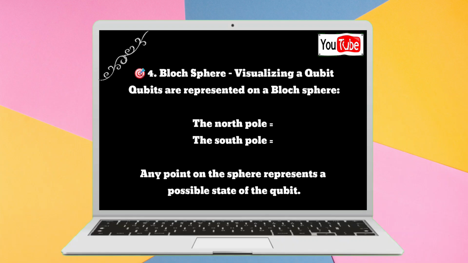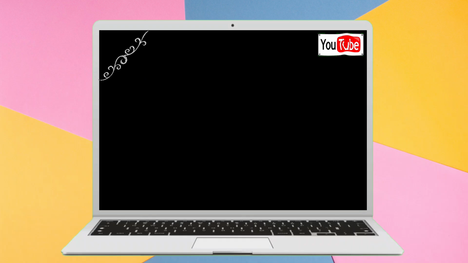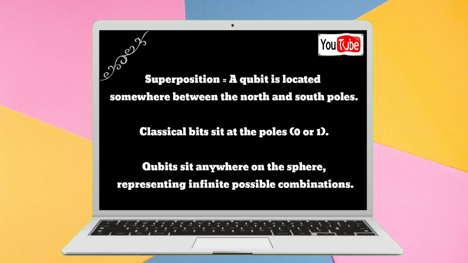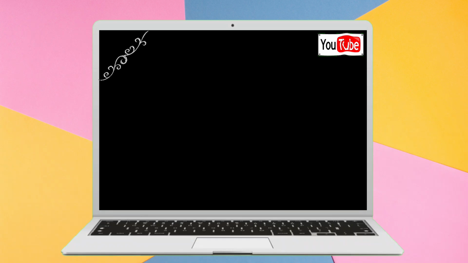4. Bloch sphere: visualizing a qubit. Qubits are represented on a Bloch sphere. The north pole equals |0⟩. The south pole equals |1⟩. Any point on the sphere represents a possible state of the qubit. Superposition means a qubit is located somewhere between the north and south poles. Classical bits sit at the poles, 0 or 1. Qubits sit anywhere on the sphere, representing infinite possible combinations.